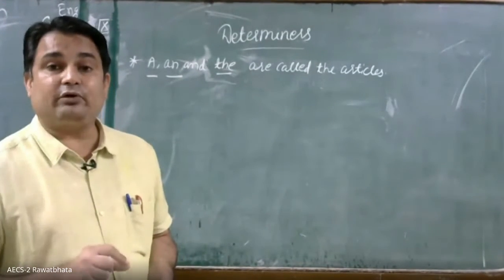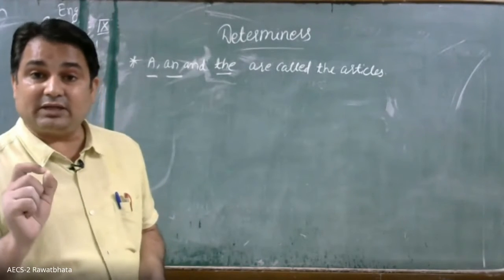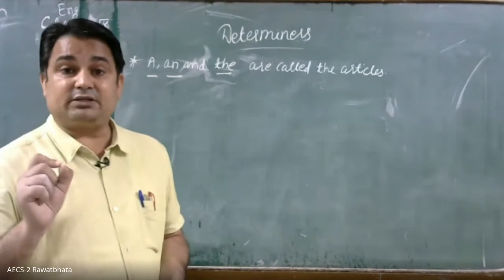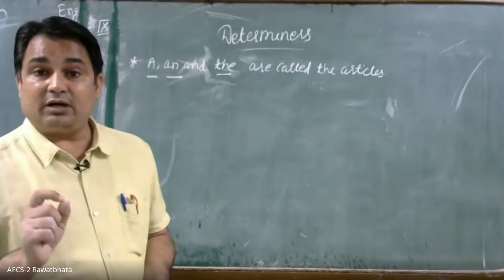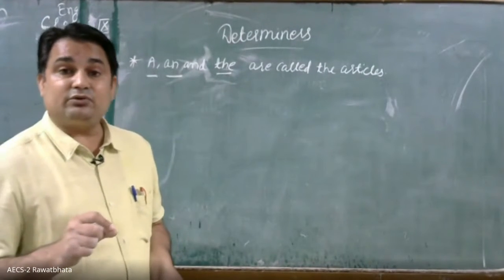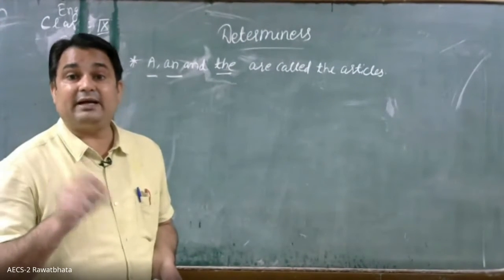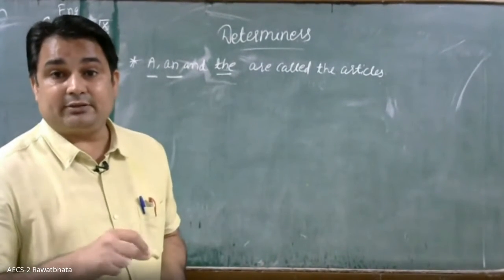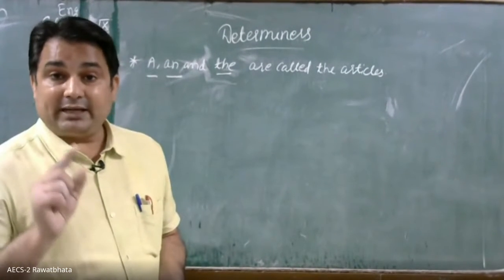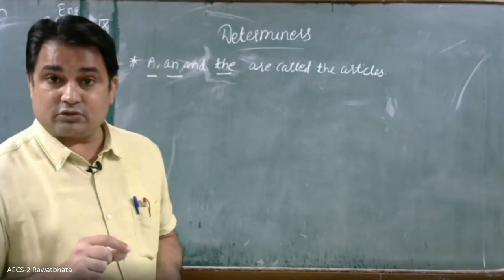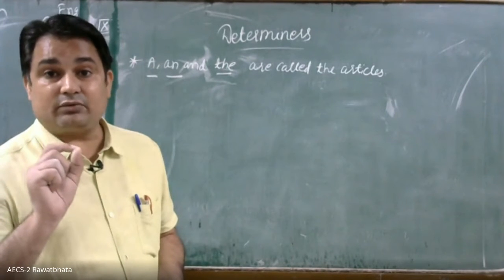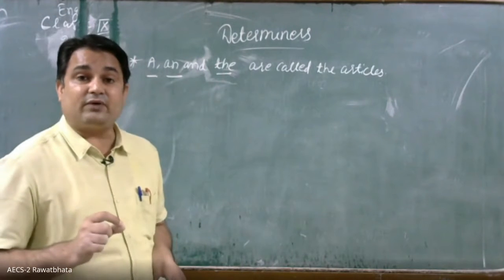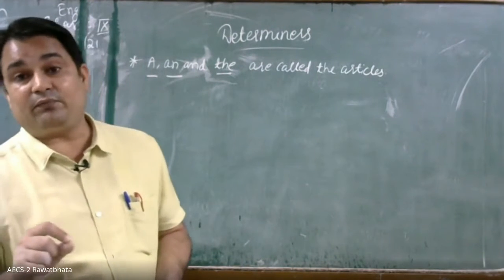So we have to focus on what? We have to focus on the sound. If the word is starting with a consonant, but the sound is that of a vowel, then what do we have to use? We have to use an. For example, an honorary captain. H is what? A consonant. But in honorary, the O sound is coming. So the sound is that of a vowel.